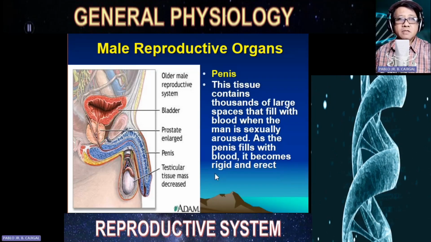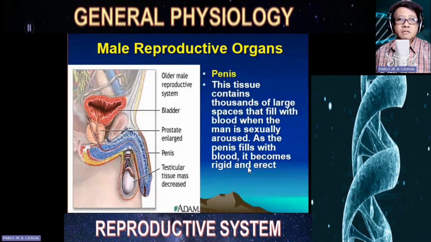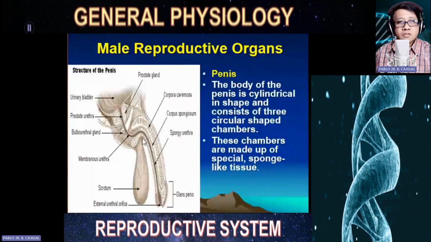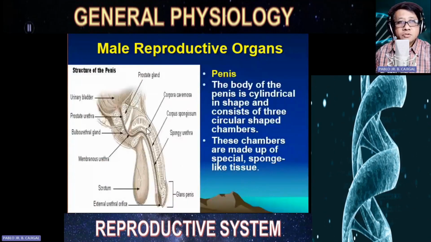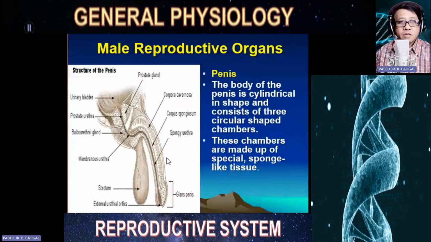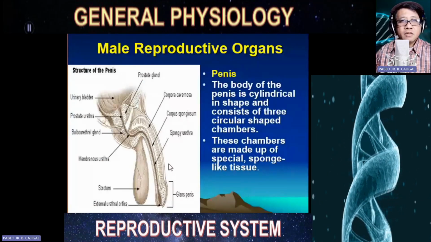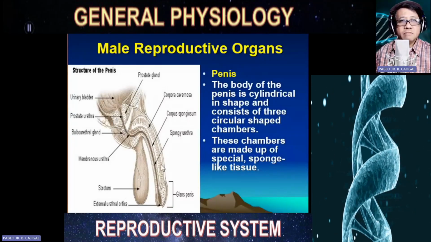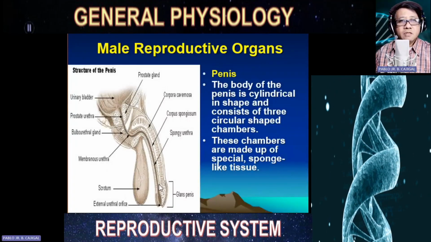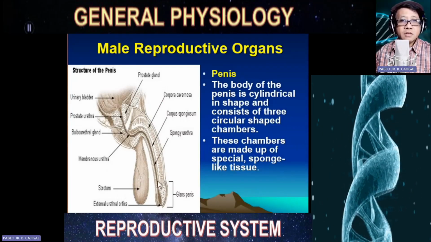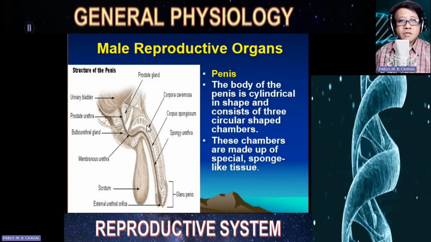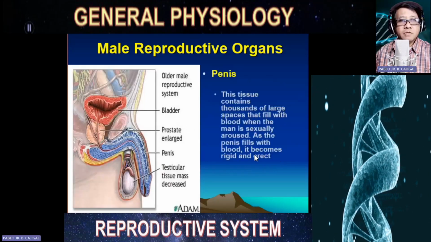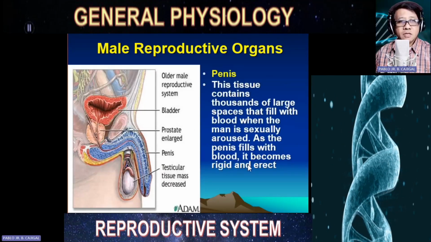Alright, and as the penis fills with blood, it becomes rigid and erect. And so take note of that tissue. That's corpus spongiosum. Yan, so marami ang chambers dito. Ito, and the corpora cavernosa. Yan yung mga chambers na yan. Okay, then when the male is aroused, itong mga chambers na ito is filled with blood. And that will make the penis become rigid and erect.